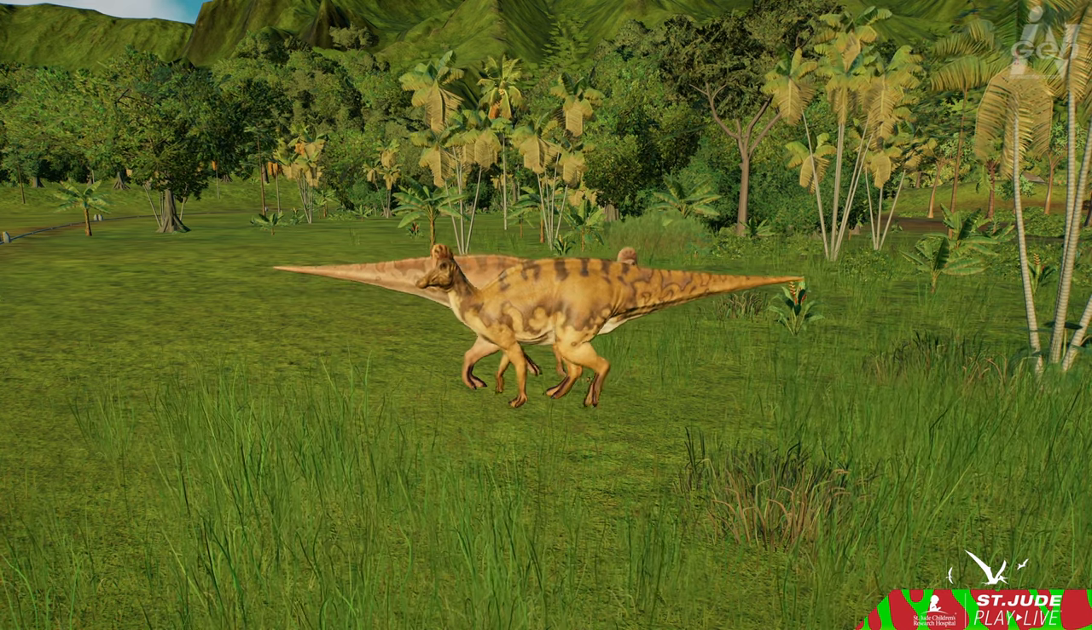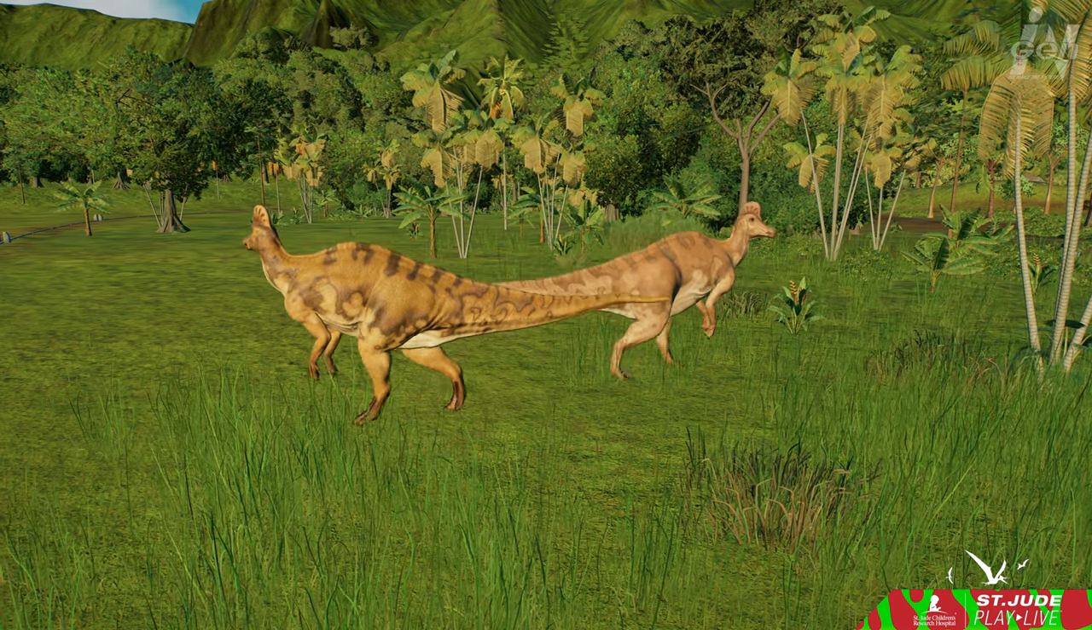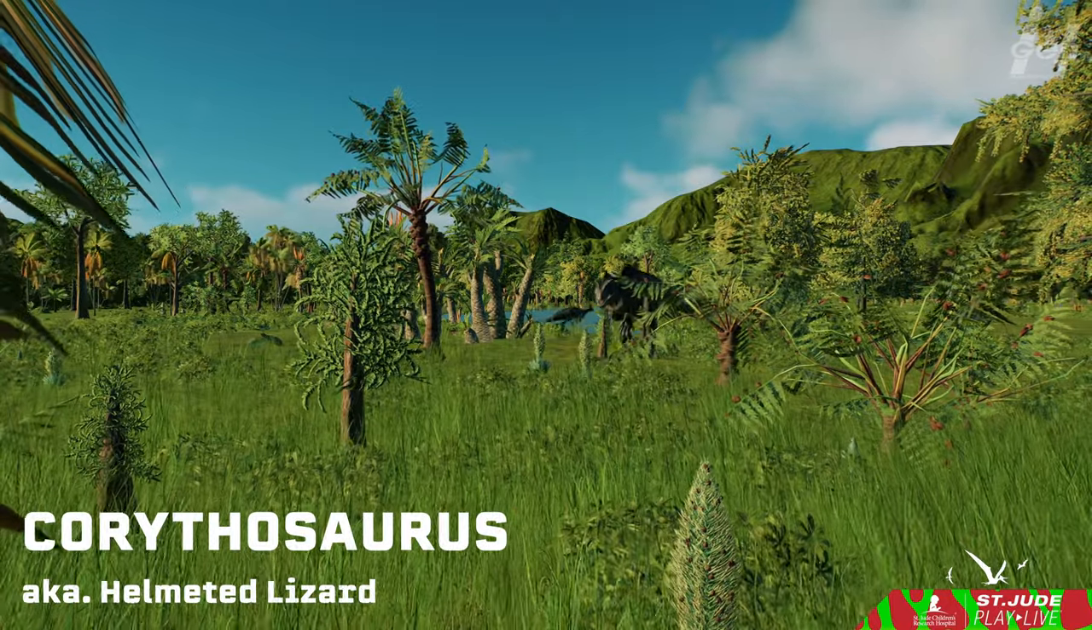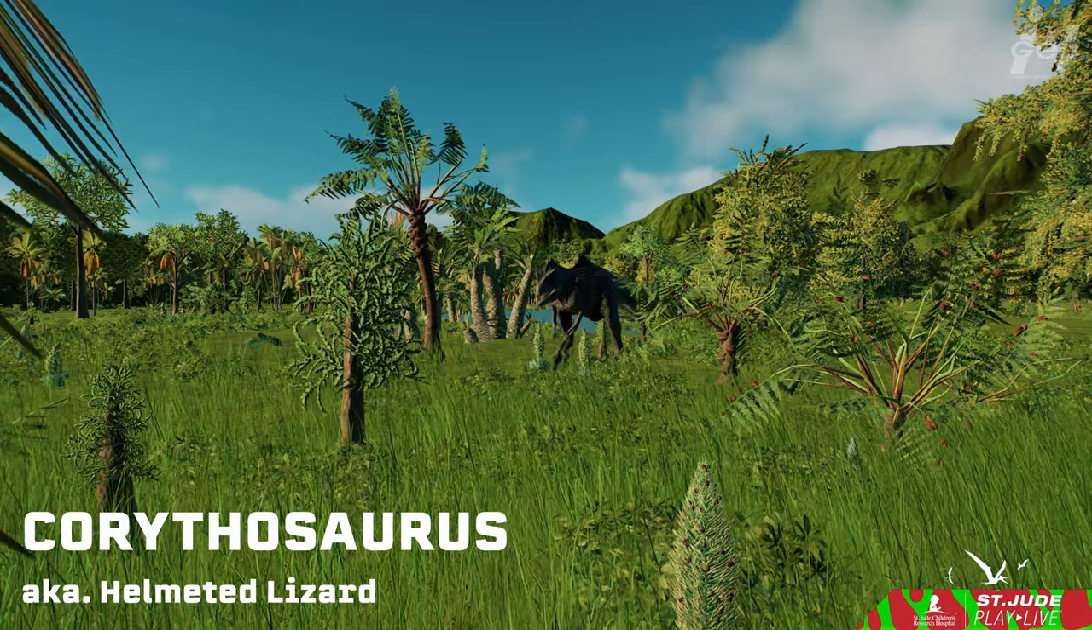If you'd like to keep learning more about Corythosaurus, then this video will feature a complete paleontological profile of the helmeted lizard and an attempt to recreate its environment in the game Jurassic World Evolution 2.